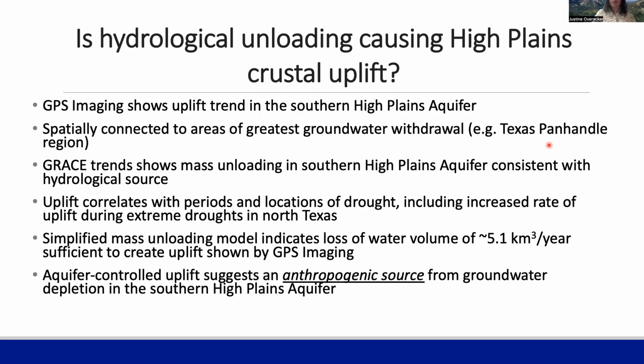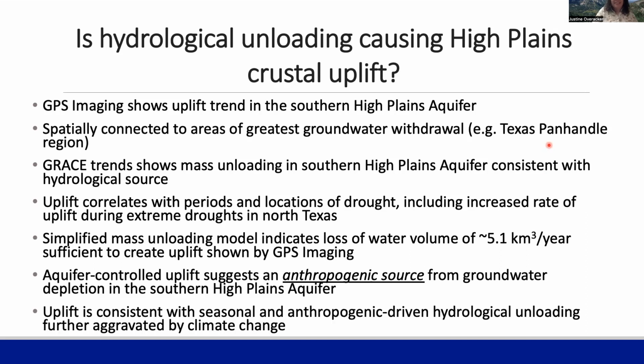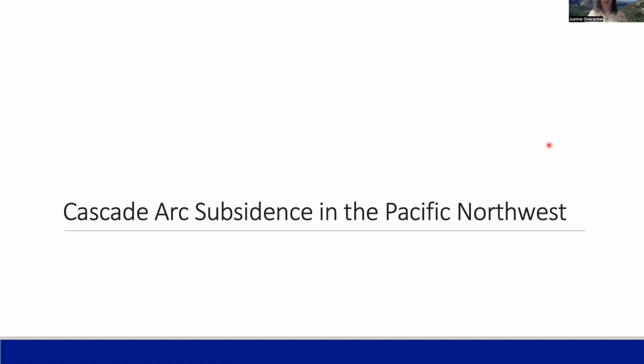An aquifer-controlled uplift suggests an anthropogenic source from groundwater depletion in the southern High Plains Aquifer. So is hydrological unloading causing High Plains crustal uplift? Yes, uplift is consistent with seasonal and anthropogenic-driven hydrological unloading, further aggravated by climate change. So GPS imaging helped identify the source of uplift, we think. So how can we apply it to other, maybe more geologically complex regions that might have overlapping signals? That brings us to the next chapter.